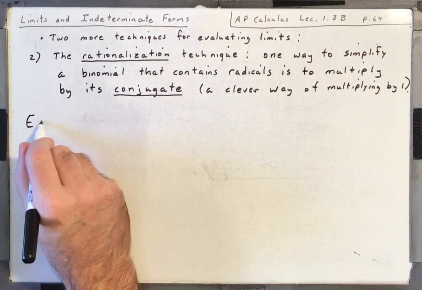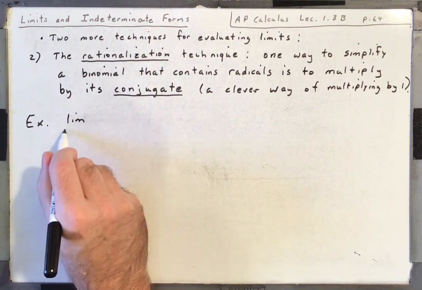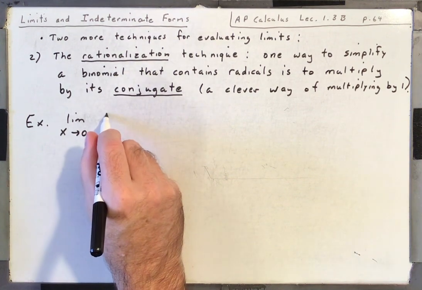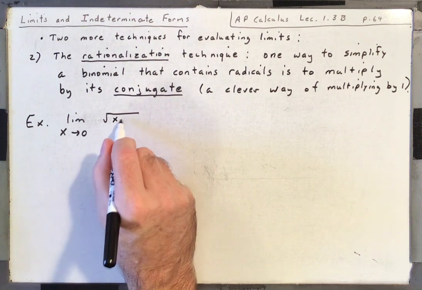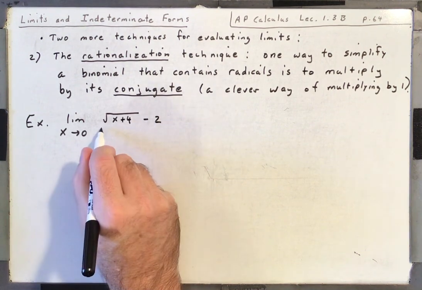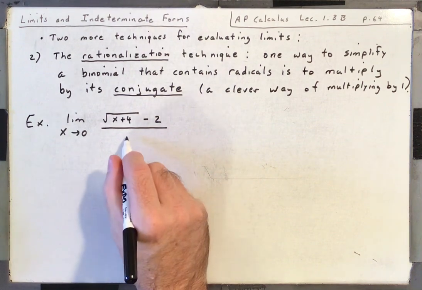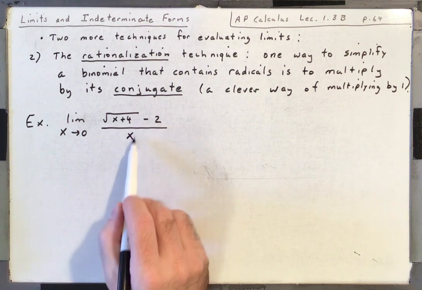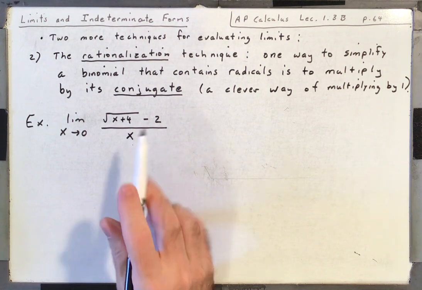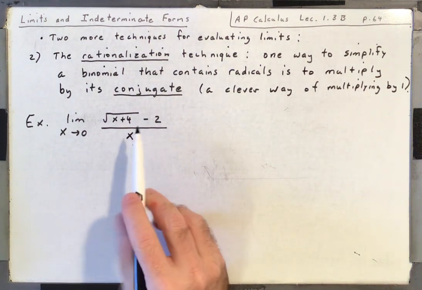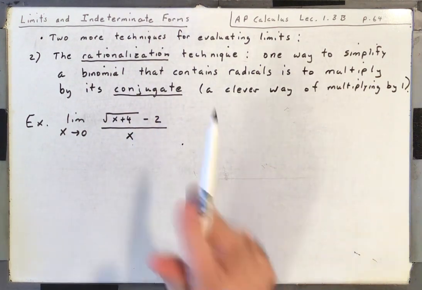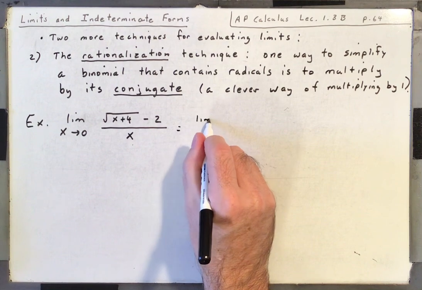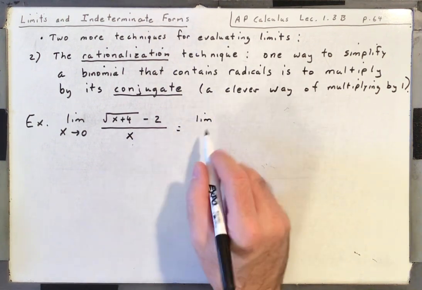So let's find the limit as x approaches 0 of the square root of x plus 4 minus 2 over x. Now, if you plug in 0, you're going to get square root of 4, which is 2, minus 2, which is 0, over 0. So that's indeterminate. So we want to get rid of this radical, and that's when a conjugate comes in. So I'm going to go ahead and multiply the top by its conjugate, but you also have to multiply the bottom by that.